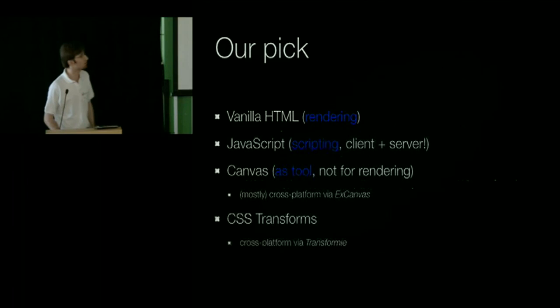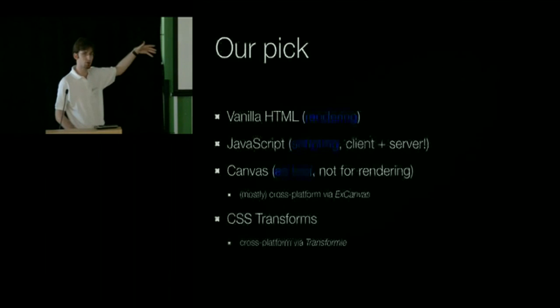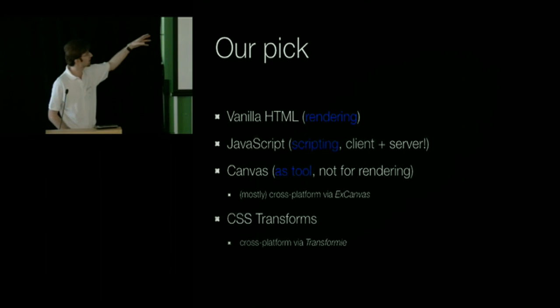So our pick was still HTML, vanilla HTML for rendering, JavaScript for scripting on the client and on the server, and Canvas, but not for rendering, and I'll show you why in a bit, but as a tool. For cross-browser support, we're using Canvas from Google to bring Canvas to a cross-platform, and CSS transforms we're using as well, which is now in Firefox and most WebKit-based browsers. And we're doing it cross-platform using Transformie, which is a plugin I wrote recently that emulates CSS transforms in Internet Explorer.